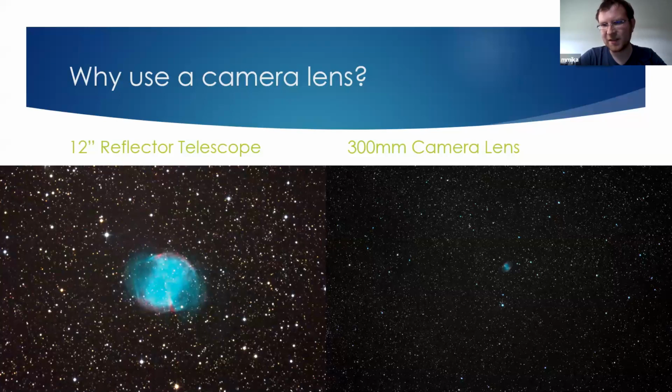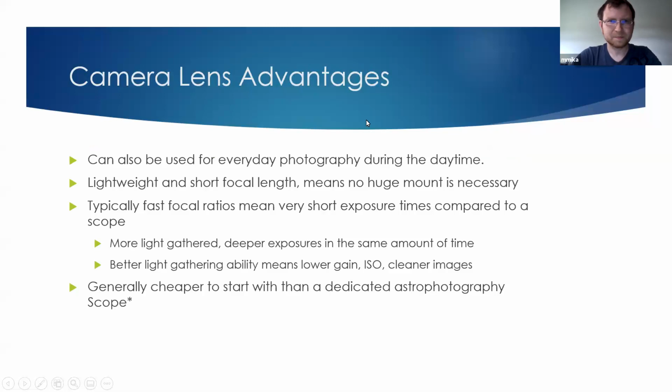Because that object is tiny and kind of pointless looking. Well, we'll get to that. Not every object benefits from being shot with a camera lens. So some advantages of lenses. You can use them for everyday photography. They're lightweight, they're short focal length, so you don't have to have a massive mount. And as we know, the mount is the most important part of astrophotography, so you can't skimp out on the mount.